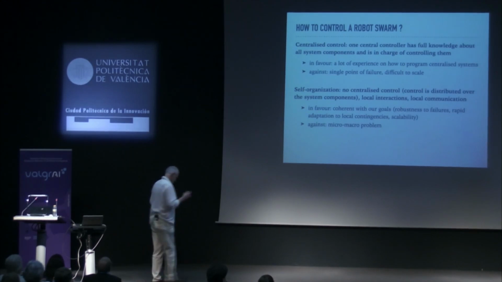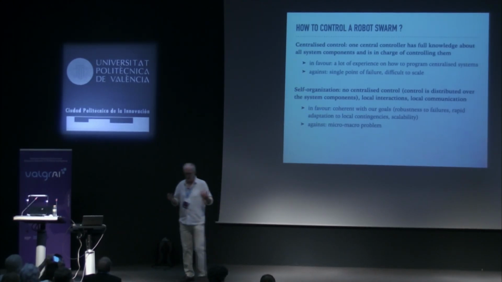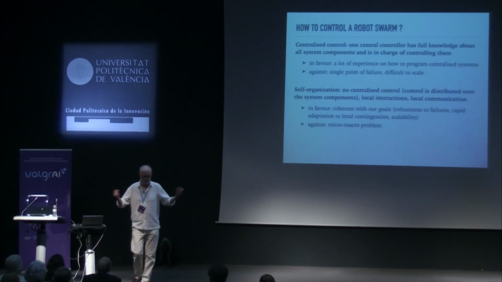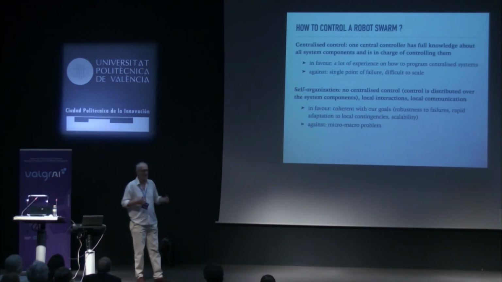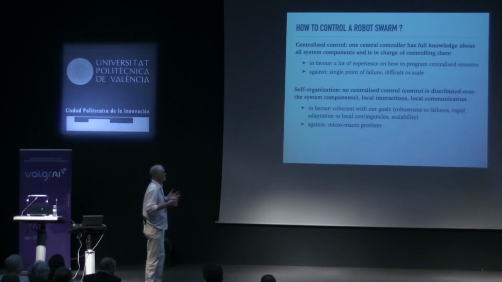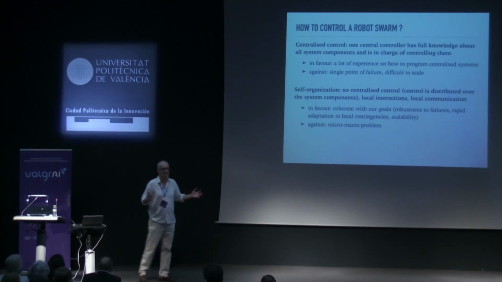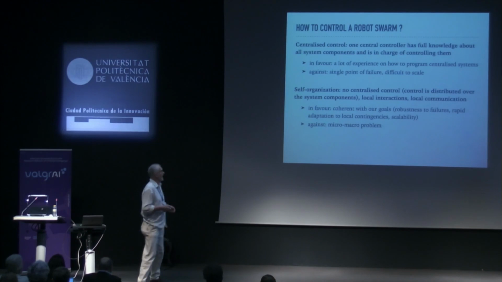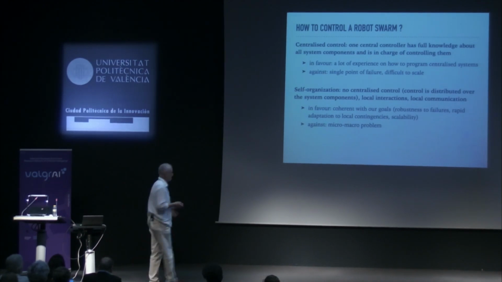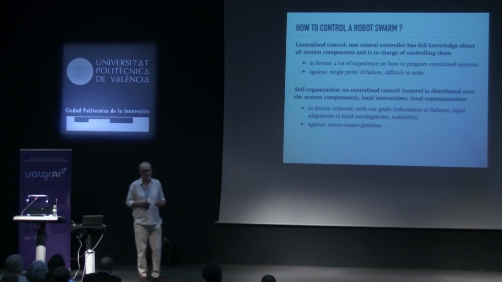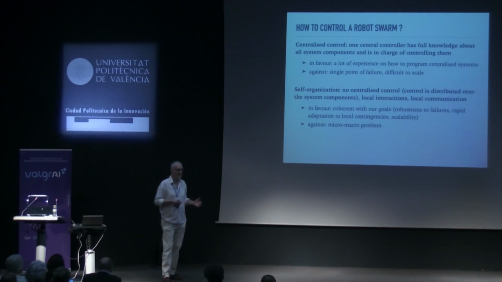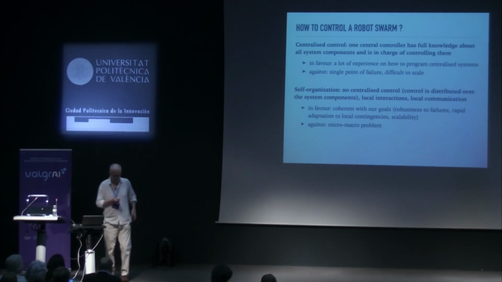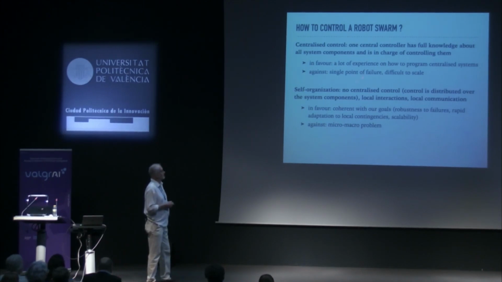So there are basically two ways of approaching the problem of controlling a robot swarm, the two extremes. One is centralized control. So there is someone, a robot or an external computer, or even a human, that has knowledge about everything that happens, the status of the robots, where they are, and so on, and is in charge of controlling these robots. In favor of this approach is that engineering is mostly about centralized control, and we have a lot of experience with how to control these systems, but we have a single point of failure, it's difficult to scale, so there are some issues.